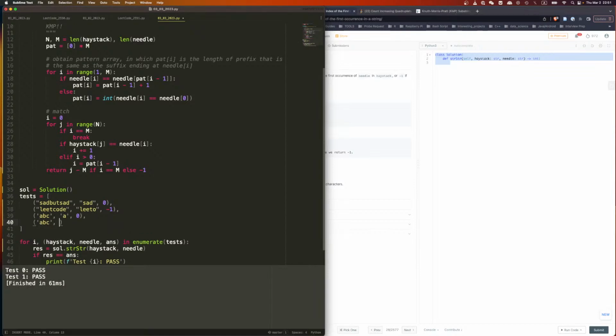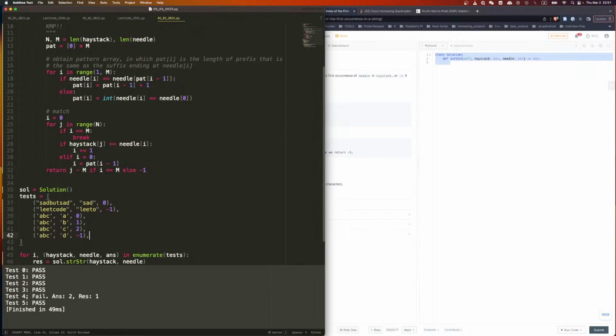ABC, B, that should be 1, right? ABC, D, that should be minus 1. Actually, I want to try the C as well. That should be 2. Right, what else can you try? Try these. Oh, look at that. One of them is not right. 0, 1, 2, 3, 4. This is not right.